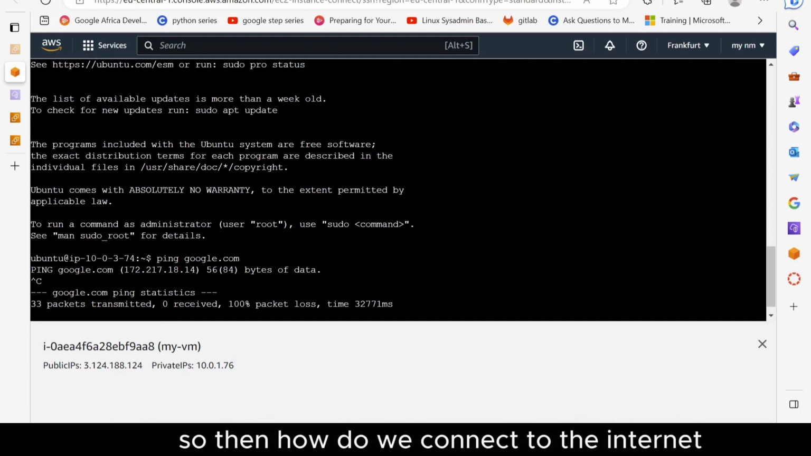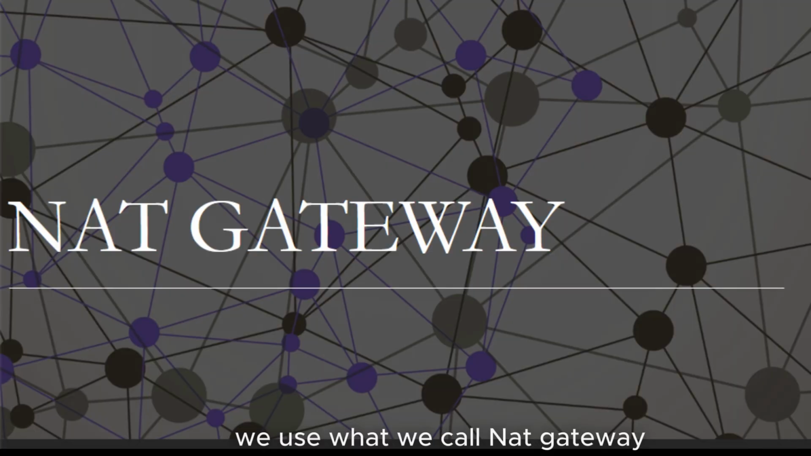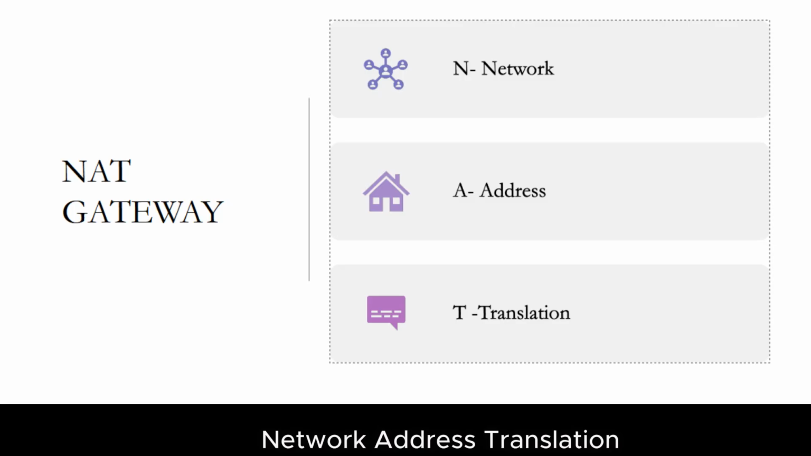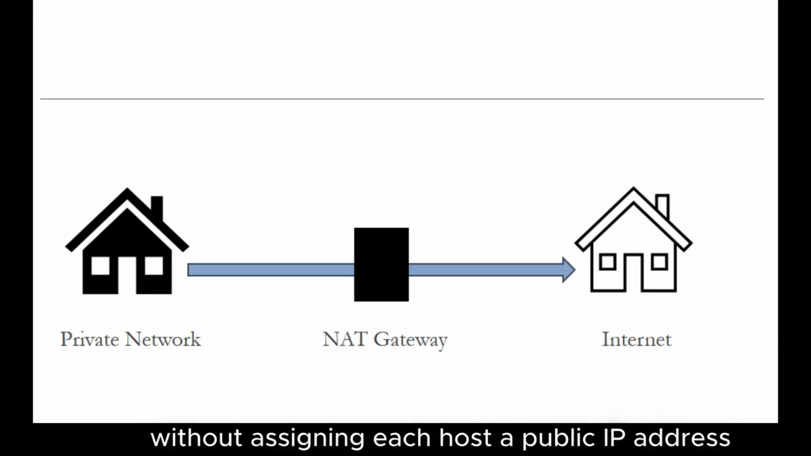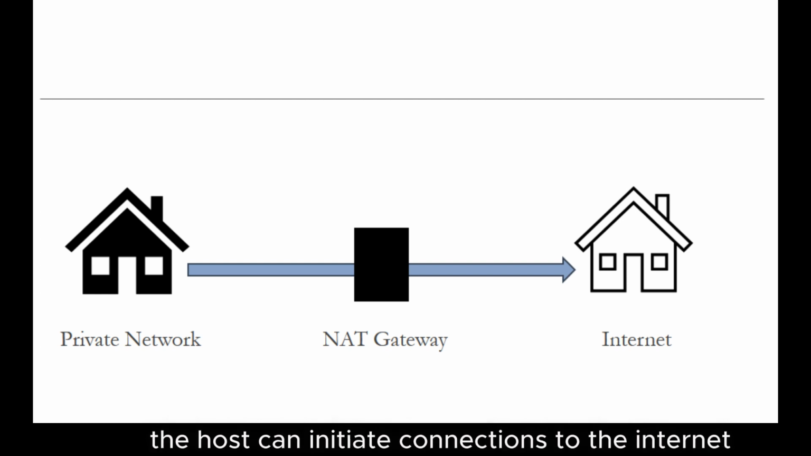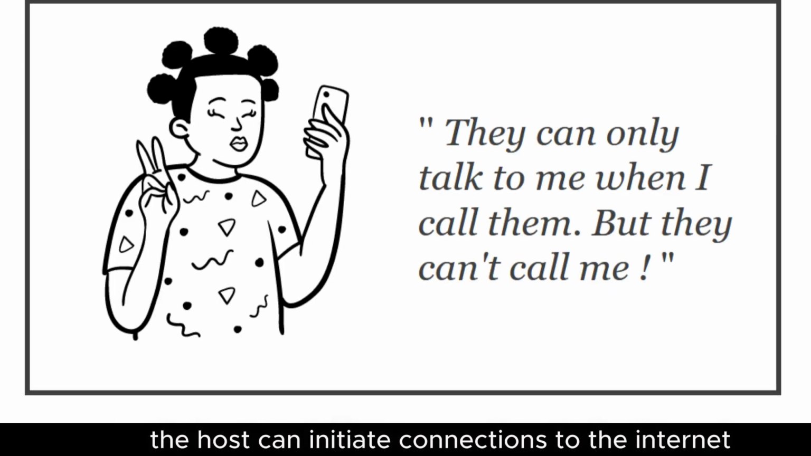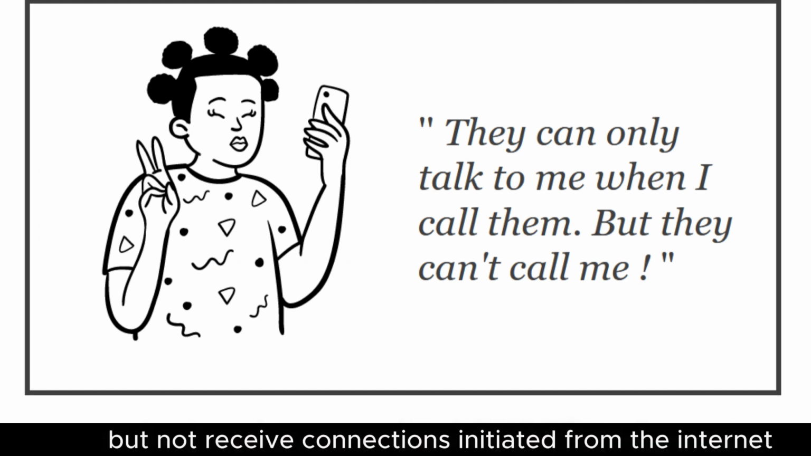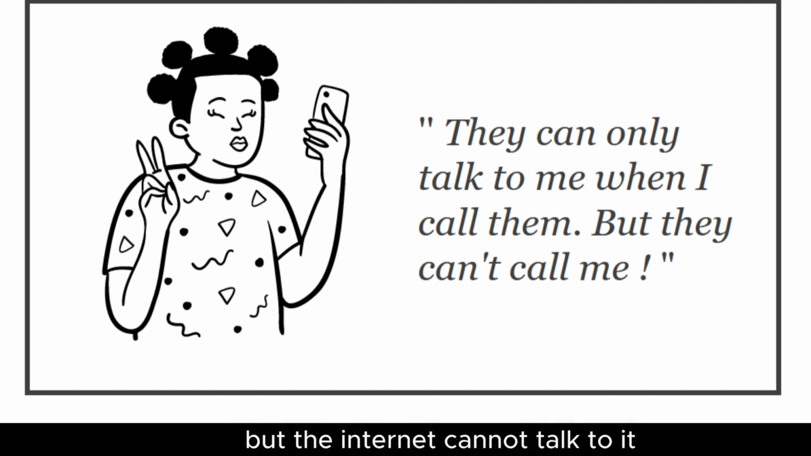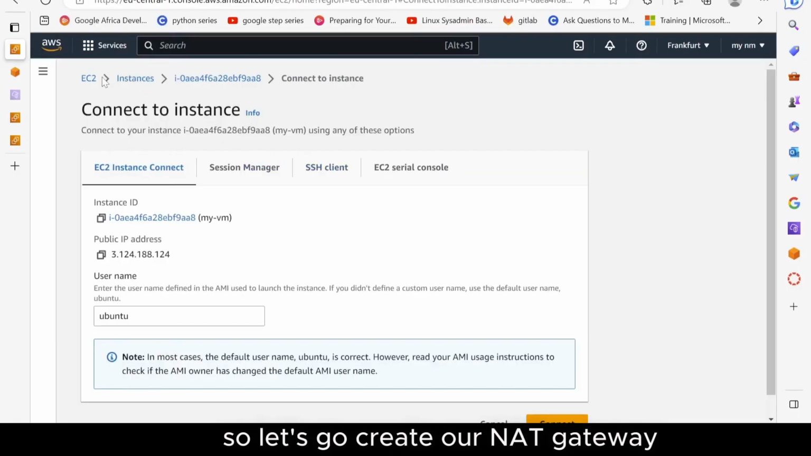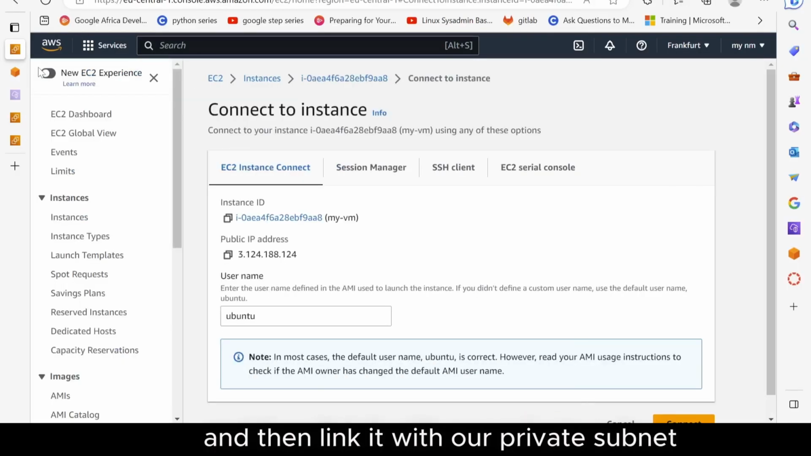So then how do we connect to the internet? We use what we call a NAT gateway, network address translation. A NAT gateway is used to give a private network access to the internet without assigning each host a public IP address. The host can initiate connections to the internet and receive its responses, but not receive connections initiated from the internet. So it's basically a one-way communication. It can talk to the internet and get feedback from the internet, but the internet cannot talk to it. So let's go create our NAT gateway and then link it with our private subnet.